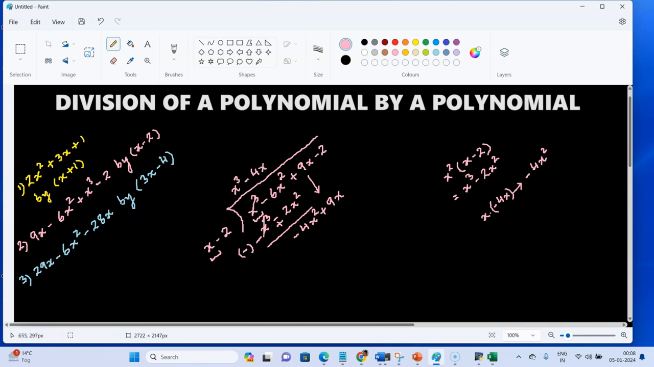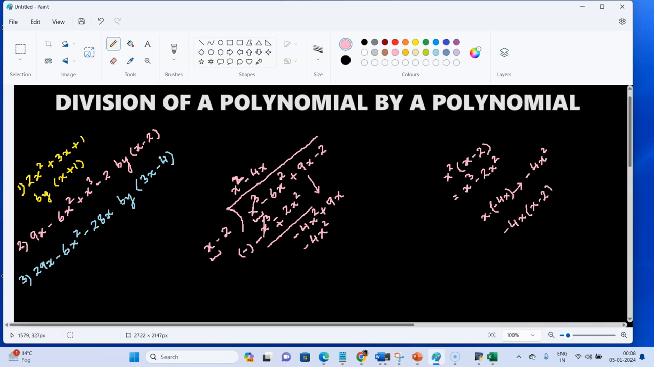Okay, here it could be x square. Sorry, my mistake. Yeah, 4x. Minus 4x, sorry. So this could be minus 4x square. Right? So that means we have to multiply this minus 4x by x minus 2.